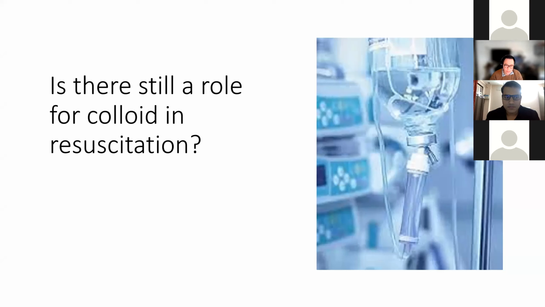Occasionally, you find some of our cardiothoracic anesthetists and cardiothoracic intensivists using gelatin just because it's there. They don't actually have strong views about it, but just because it's there, they tend to use it. I'm intentionally excluding human albumin from this conversation, but it'll be interesting to hear from you in the audience whether you're using colloids in resuscitation on a regular basis.